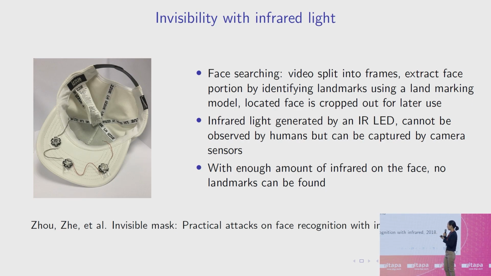In their experiment, the authors realized that the infrared light generated by LEDs cannot be seen by human eyes, but it can be captured by camera sensors. With enough LEDs, this landmarking model doesn't work anymore. So basically, the criminal can wear a cap like this, go around, and his or her face can't be found using such a face searching algorithm.